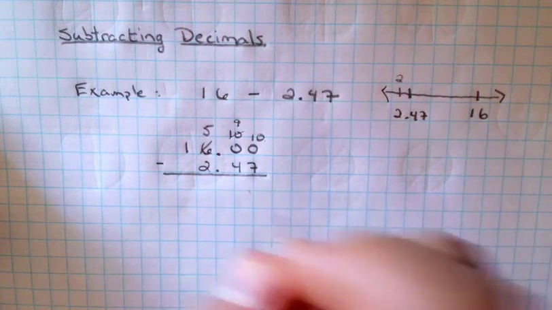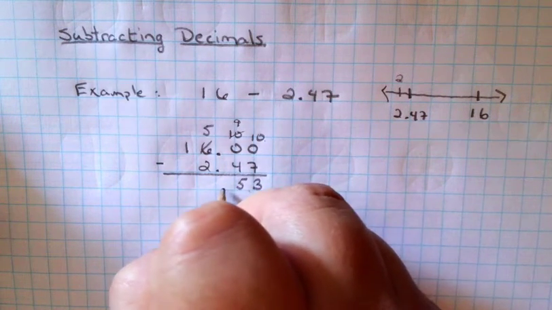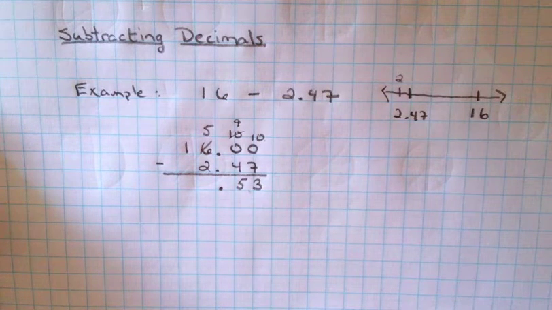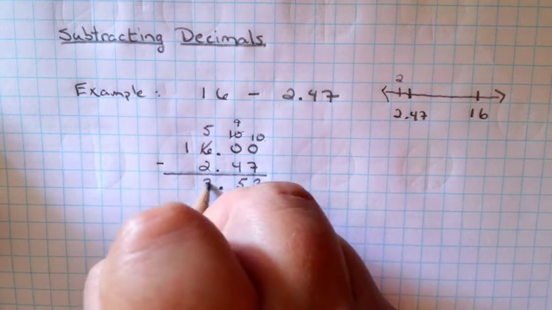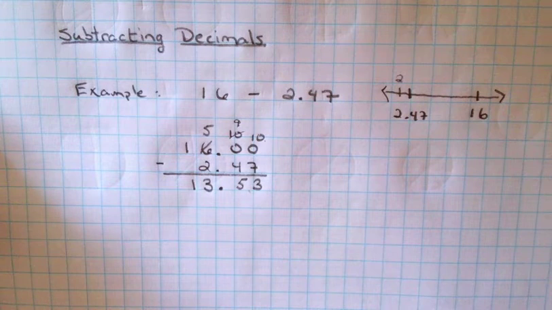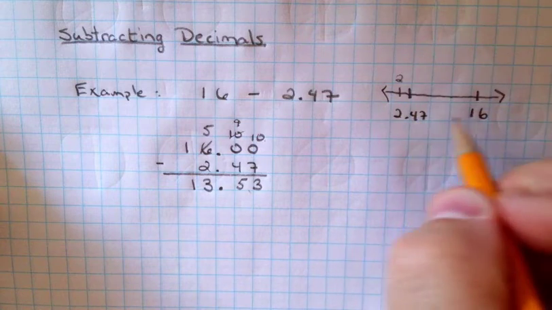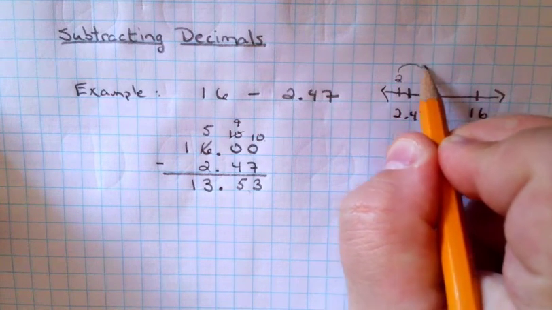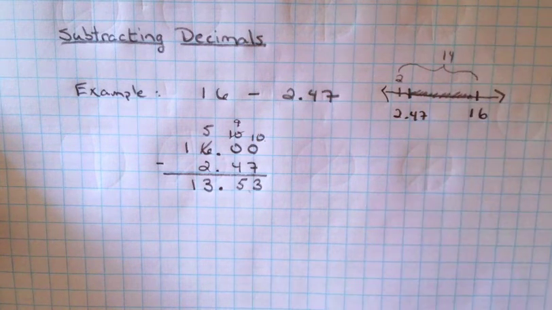So I've got a 10 minus a 7, and that's going to give me a value of 3. I have a 9. I'm taking away 4, so that's going to give me a value of 5. Put my decimal point down there. Okay, everything's lined up. I've got a 5 and a 2, so that's going to give me a 3. And of course, I've got my 1. So if we go back, we knew that our answer was going to be a little bit less than 14, because the distance between here and here was 14, and our distance was going to be a little bit less than that. And so 13.53 definitely makes sense.